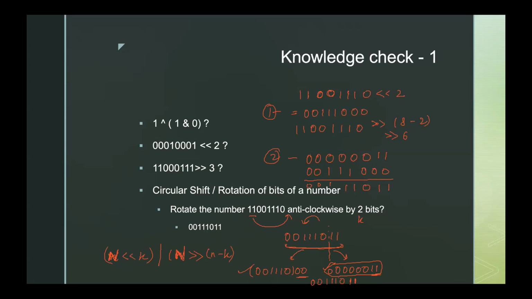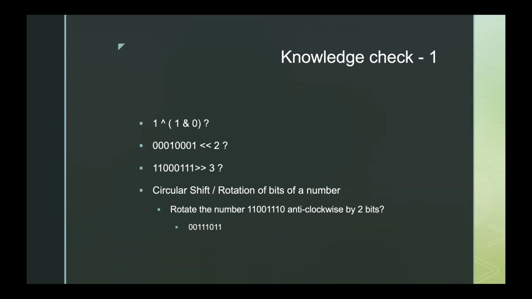Vivek, your answer on the left side is correct, but on the right side you have to right shift by 8 minus k bits, the number of bits. Yes, thanks. Shreya, continue. Shall I move on to the next part?